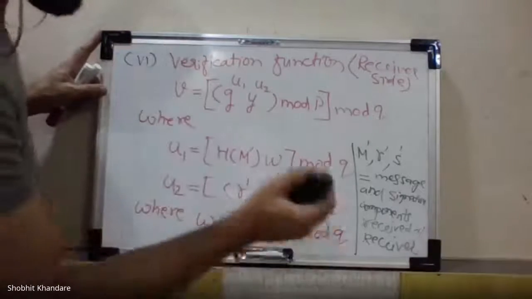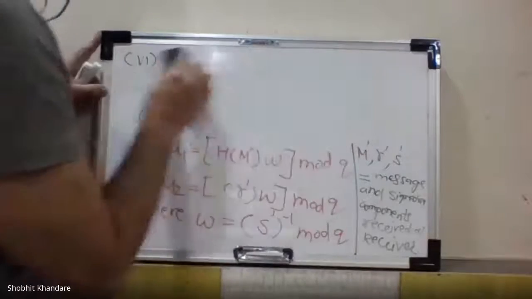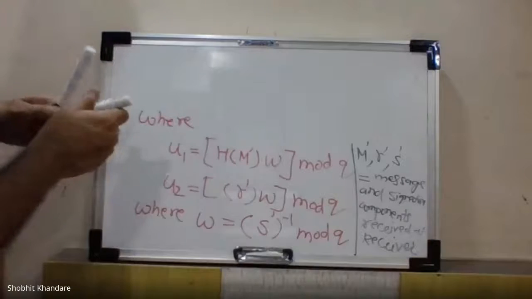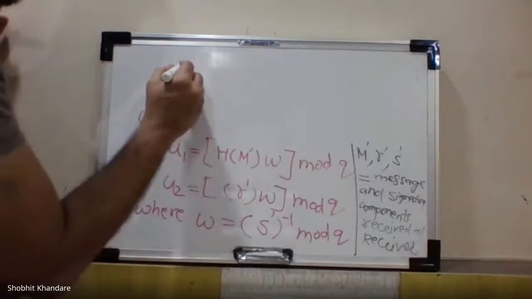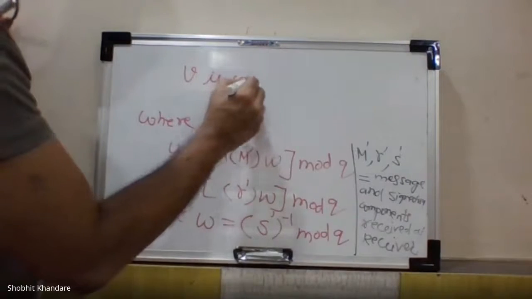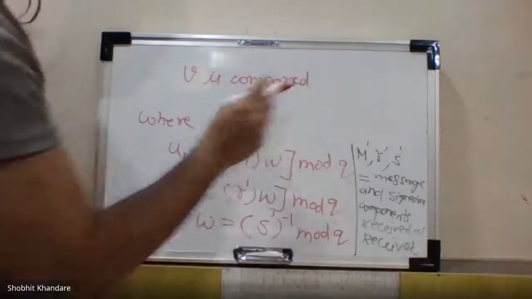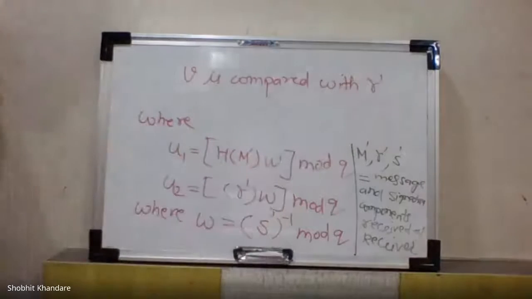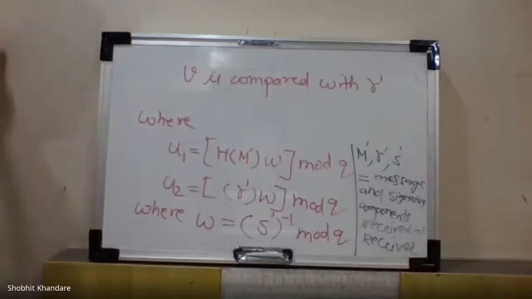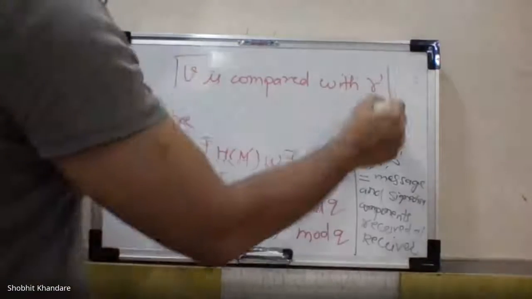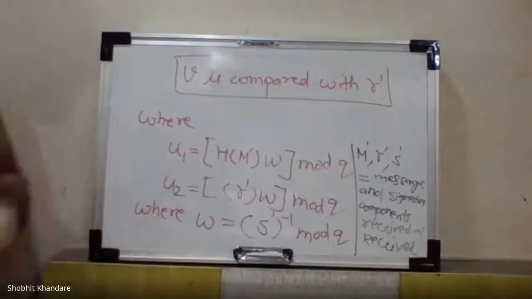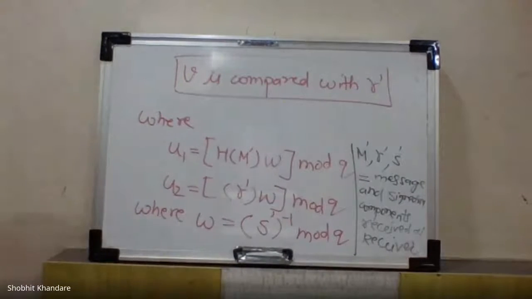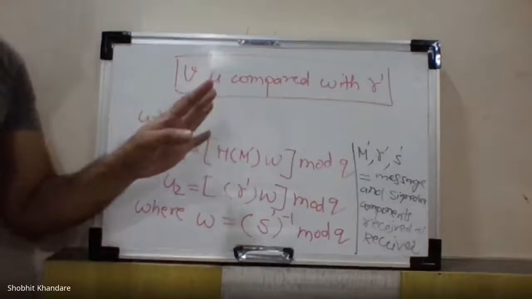After this, there is one small step. Now we have got small v, so I can say v is compared with r dash. So this is the last step where the comparison is made. So this is all about DSS.